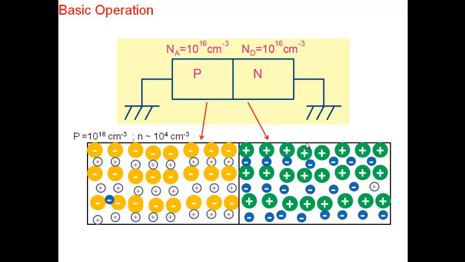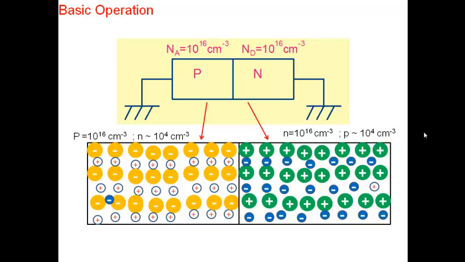So the electrons are all there. Overall, of course, the regions are neutral. So here we have 10 to the power 16 electrons, holes are 10 to the power 4 here. So imagine that you have this p-type and n-type. They were there separate, and then you put them together.